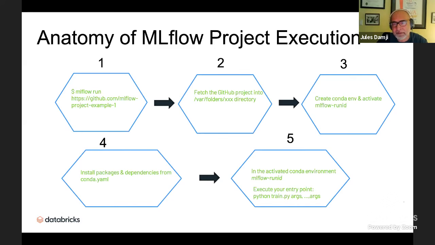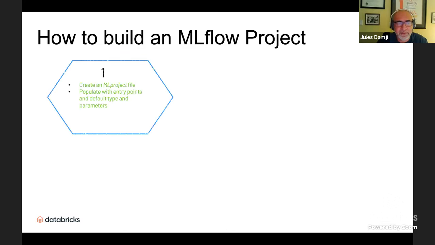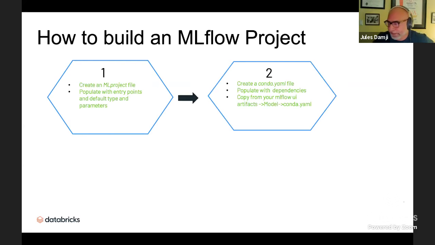So you're probably asking, well, this is all good and fun, how do you actually build a particular project? Well, it's quite simple, really. If you think about it, there are a few steps, just like how it executes. The first thing you do is create an MLflow project file and populate it with your entry points, and by now you probably know what those entry points are, and you provide the default parameters and so on and so forth. The second thing you do is create a conda file.